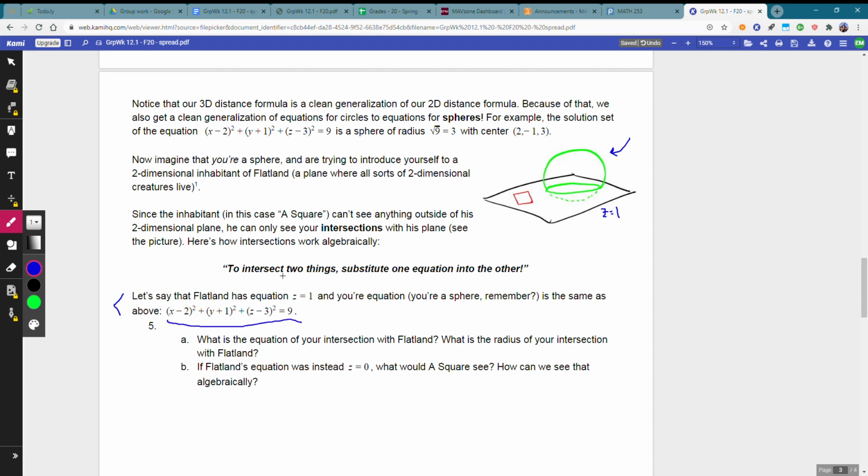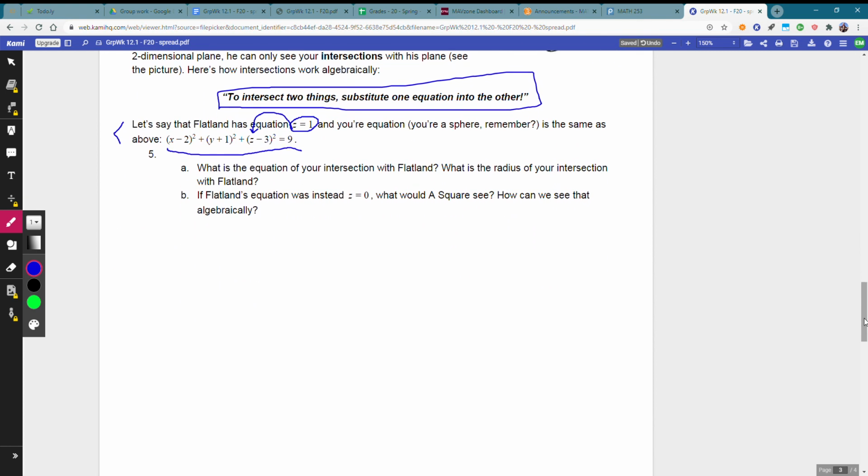Well, the way that we intersect things is by taking one equation and substituting it into the other. And so here, the cleanest way to do that for sure is to take the z equals 1 and sub that into our second equation just by replacing that z with what it equals, 1. And so doing that here, this is part A, finding the intersection of our sphere with flatland.